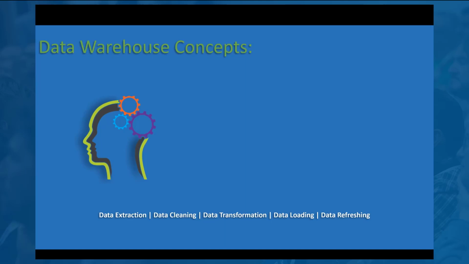Next up, you have data loading. This involves sorting, summarizing, consolidating, checking the integrity of the data, and building indices and partitions. And last but not least, we have refreshment. Refreshing involves updating from data sources into the warehouse. Data cleaning and data transformation are important steps in improving the quality of the data and the data mining result. So that's a quick run through of the data warehouse concept. Basically you extract, clean, transform, load and refresh data.